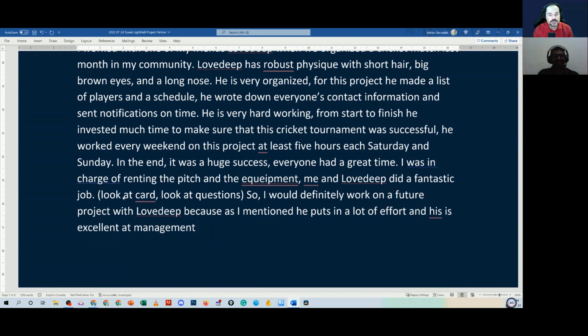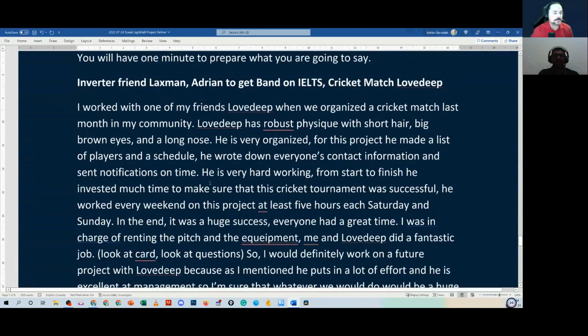Simplify, Baljeet. So, I would definitely work on a future project with Love Deep because, as I mentioned, he puts in a lot of effort and he is excellent at management. So I'm sure that whatever we would do would be a huge hit. Notice how I am paraphrasing some of those words. Okay, so here's the answer.